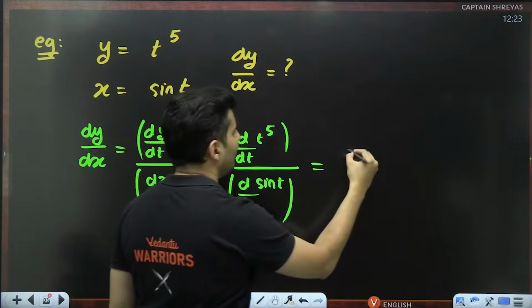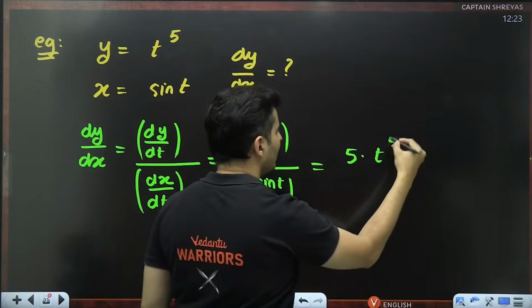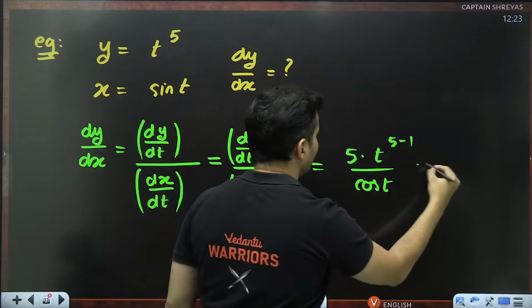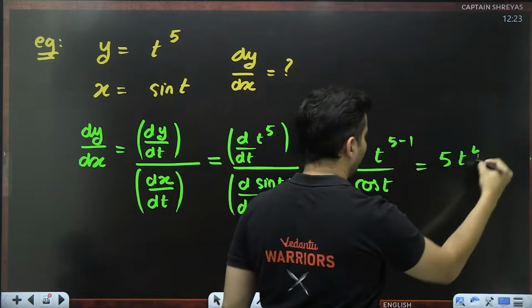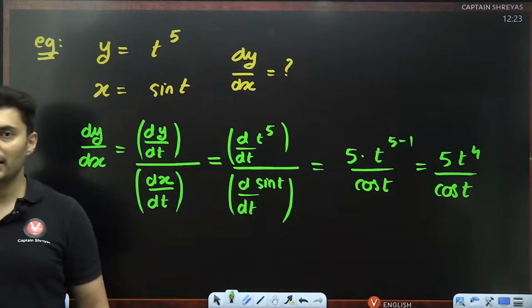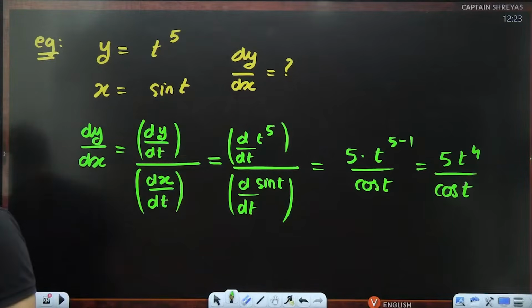The derivative of t raised to 5 is 5 into t raised to 5 minus 1. Sin t's derivative is basically cos t. Hence the answer will be 5t raised to 4 divided by cos of t. That's it. That is the answer.